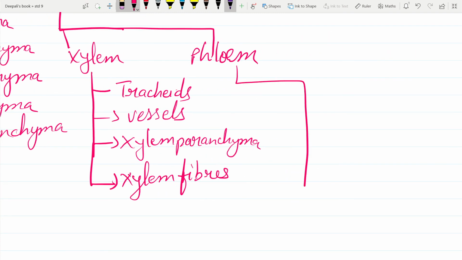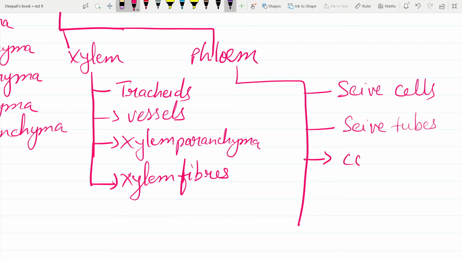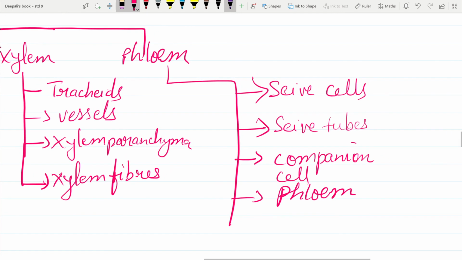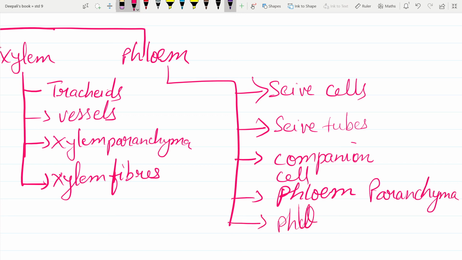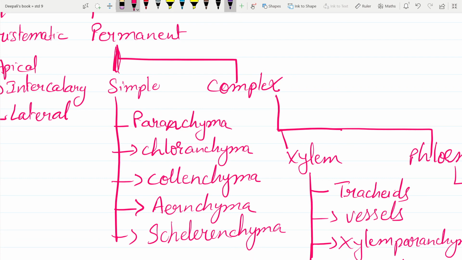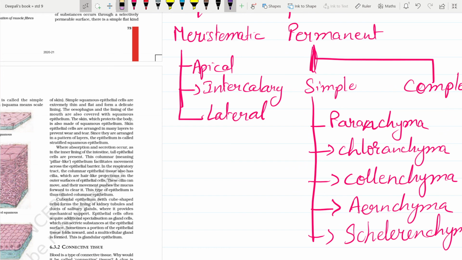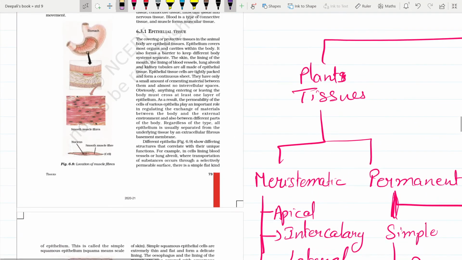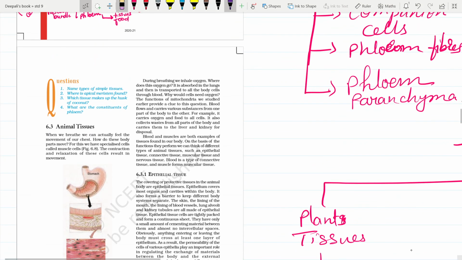And phloem is made up of sieve cells, sieve tubes, companion cells, phloem parenchyma, and phloem fibers. Is this very much clear to you? Just recall the function of each one of them, and it's very simple to remember the tissues. The structure and function are according to the place where they are positioned and where they are useful in the plants. In the next session, we are going to study about animal tissue.